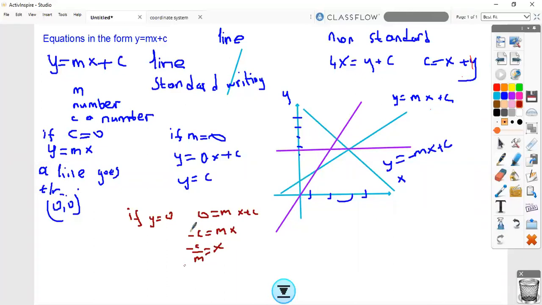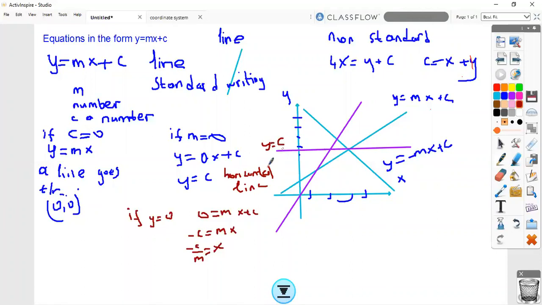Now this was a horizontal line. Y is equal to 0. It's this one. Y is equal to c.